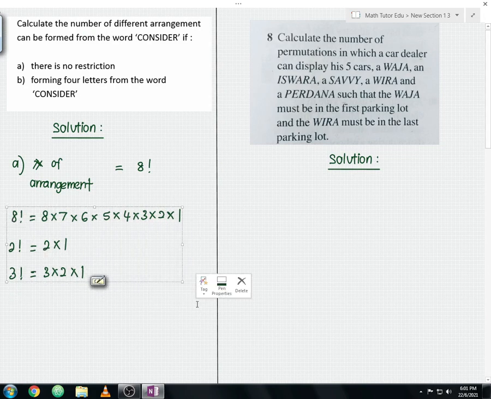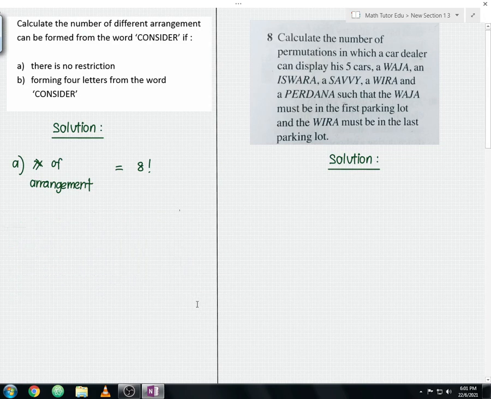Let me delete this. From here you calculate 8 factorial, and you should get your answer, 40,320 arrangements. So this is the answer for question part A. Let me underline this.